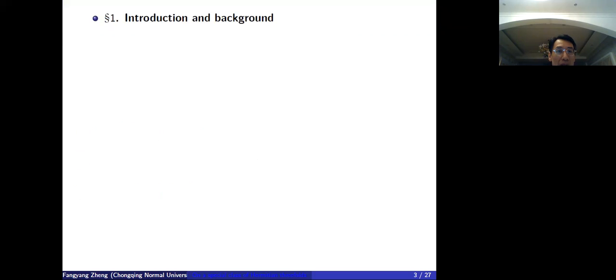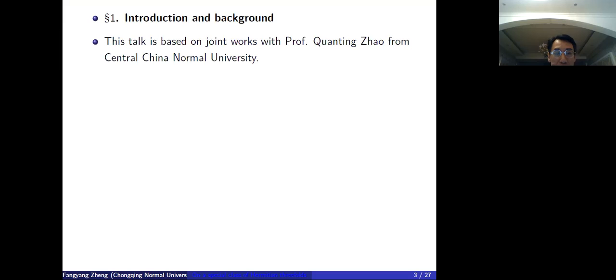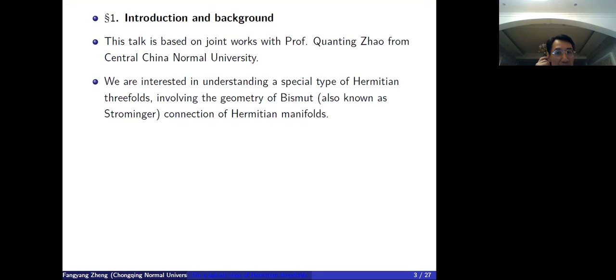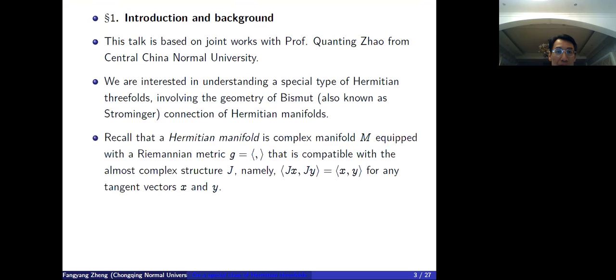This talk is based on joint work with Chuanting Zhao from Central China Normal University, another normal university, but in the neighboring province. We're basically interested in understanding a special type of threefolds, basically involving the so-called Bismut connection, aka Strominger connection.